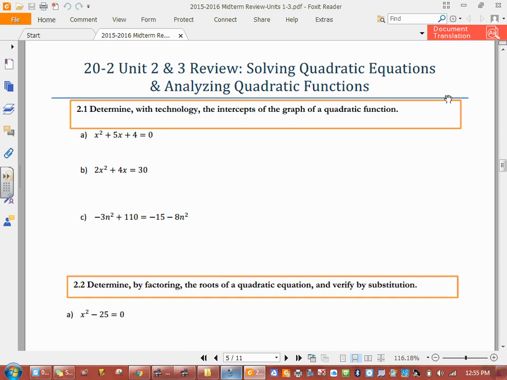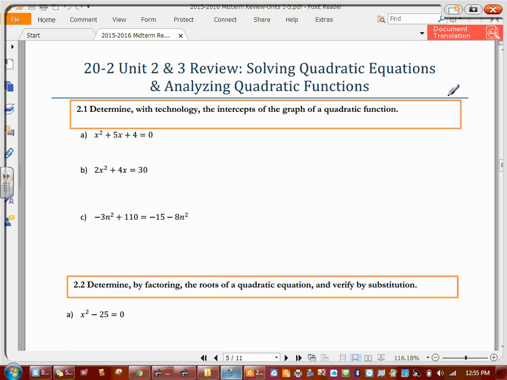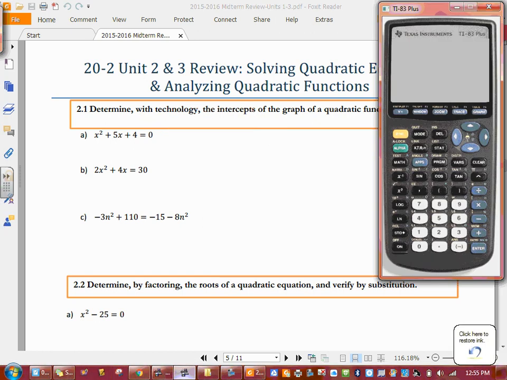That's called our solution. Each of these says with technology, so this is our first way of solving equations. The first way is graphing, using our calculator. Everybody grab your handy dandy calculator, please. We are going into your y equals and we're going to clear everything out. In the y equals, insert the first equation, x squared plus 5x plus 4.